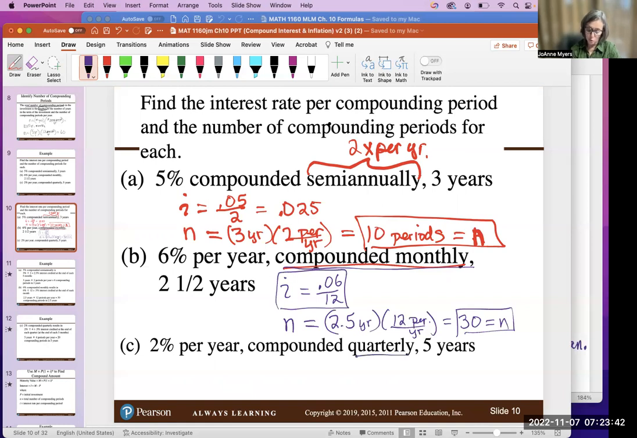2% per year compounded quarterly. There are 4 quarters in a year. So 0.02 divided by 4 is my I. My N is 5 years times 4 times per year. So my N is 20.